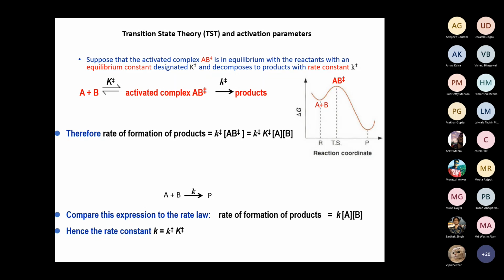Okay, so the theory is based on a very simple equation. A and B are converted to product. A and B are in equilibrium with an activated complex, which is actually the transition state, AB double dagger. This is the transition state, but there are some assumptions.